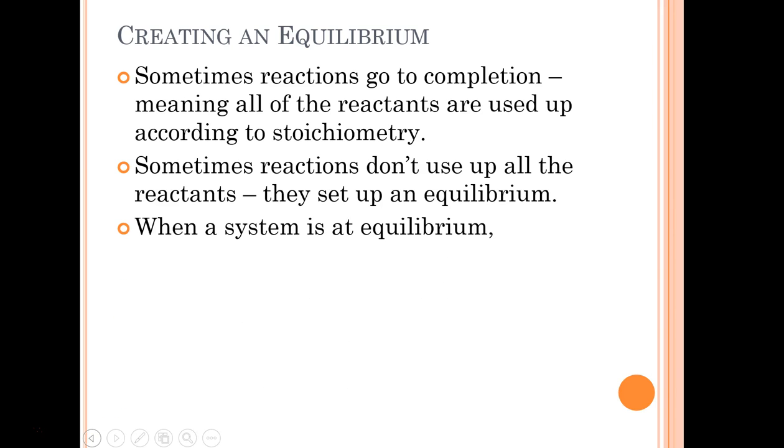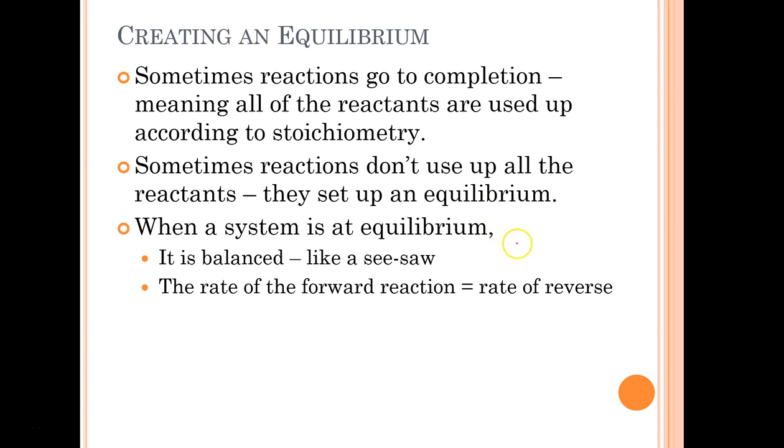And when a system is at equilibrium, it is a balance. I want you to think of it as a very fine balance between the reactants and the products. It's kind of like a seesaw, and we'll talk a little bit about that. The definition of equilibrium is when the rate that the reactants turn into the products is the same rate as the products turn back into reactants. In other words, you have a reversible reaction. We've talked about those before. And what happens is the reactant turns into a product, and the product turns back into a reactant.